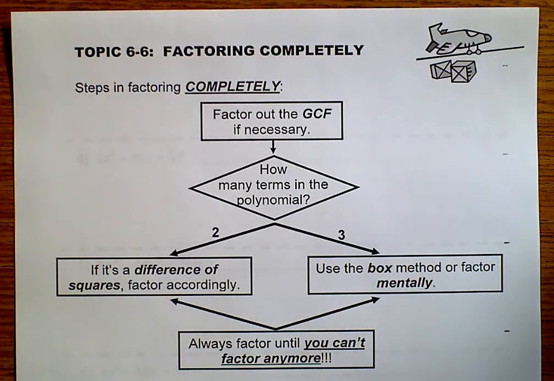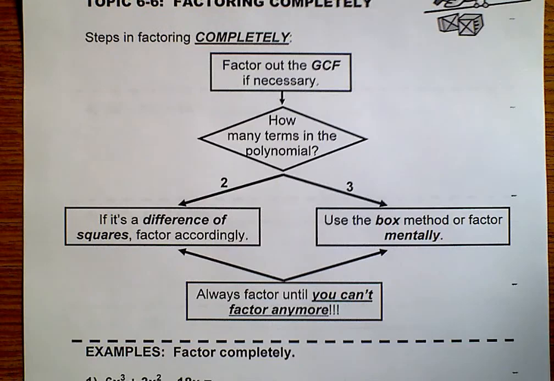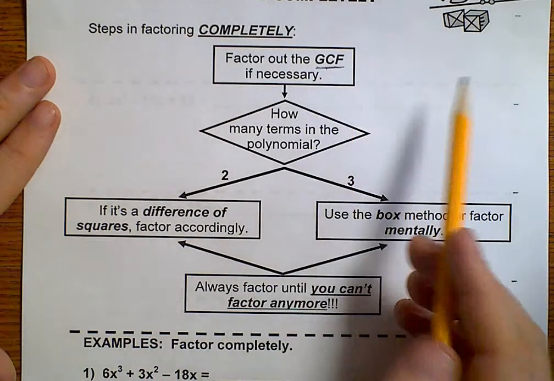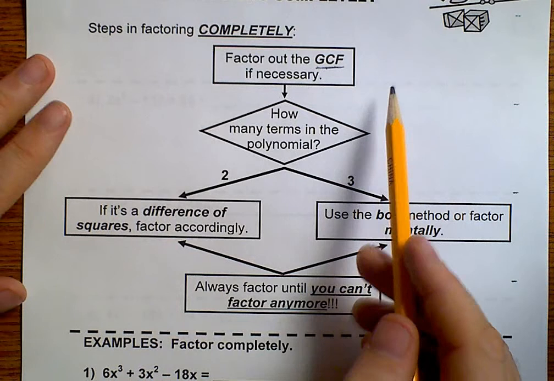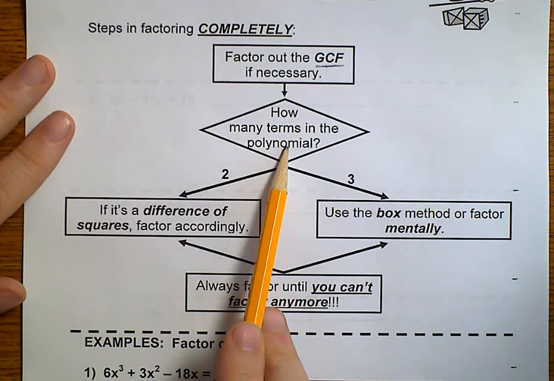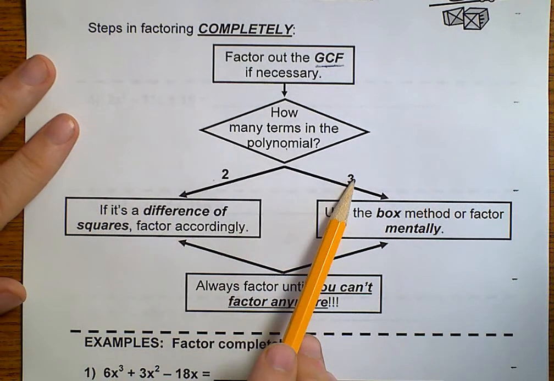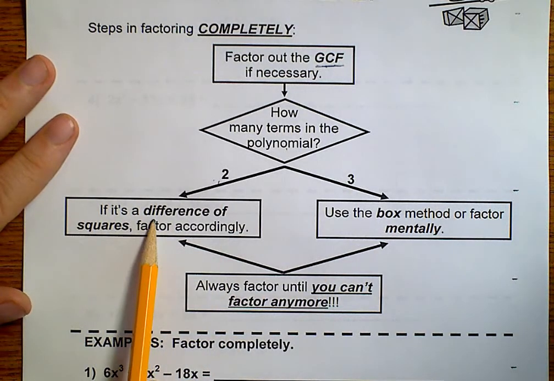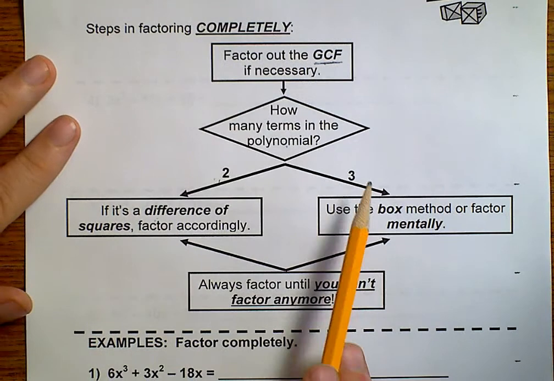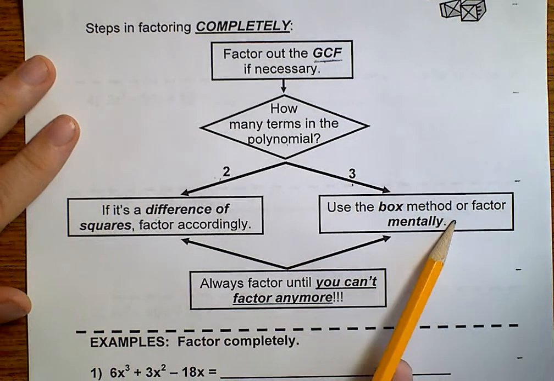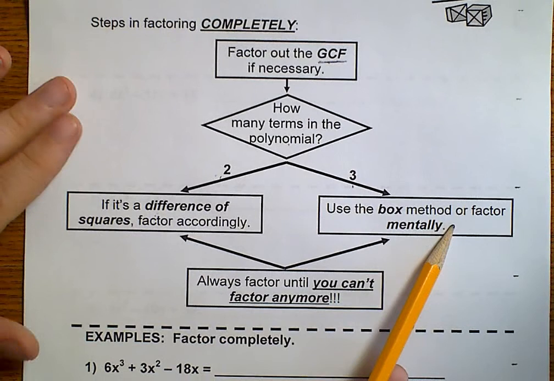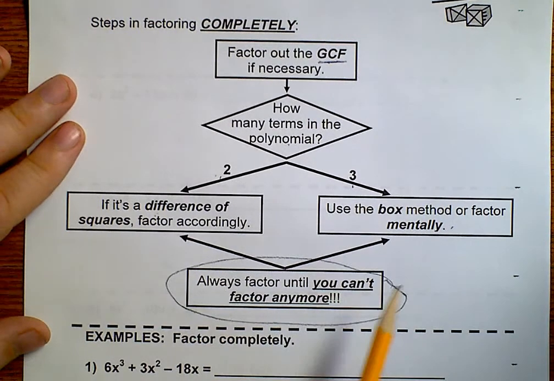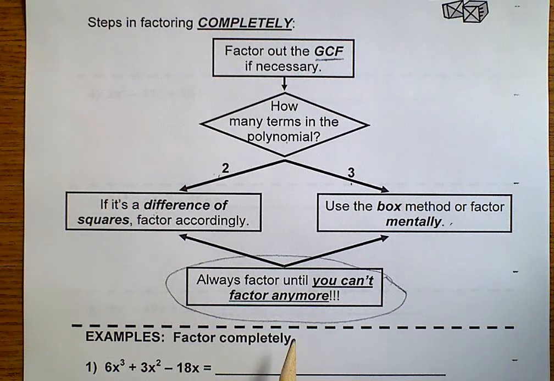So here are some steps in factoring completely. The first thing we need to do is factor out any greatest common factors. Then we'll see how many terms are in the polynomial. Are there 2 or 3? If there are 2, we check to see if it's the difference of squares and factor it. If it's 3, we use the box method or do it mentally like we talked about last time. And we'll always factor until you can no longer factor. Okay? So let's go and have a look.